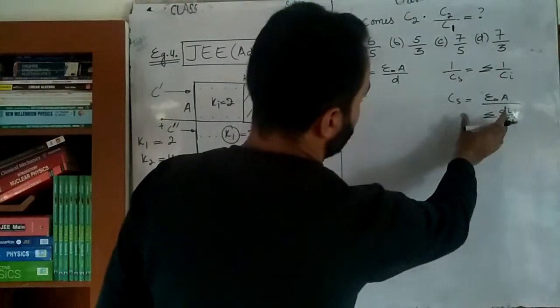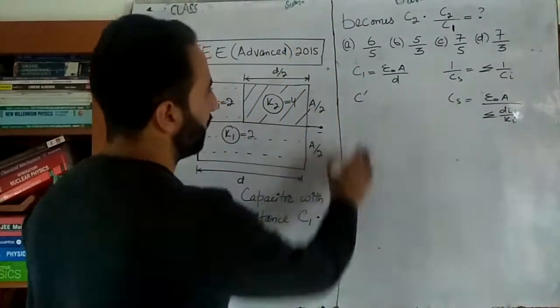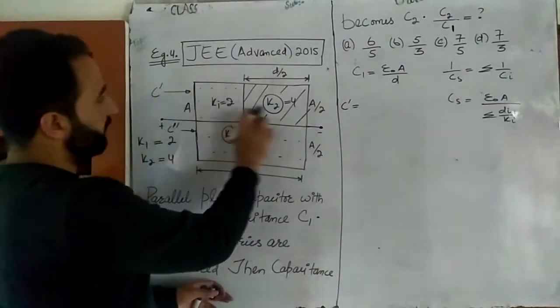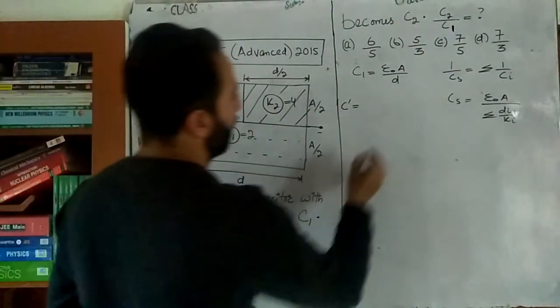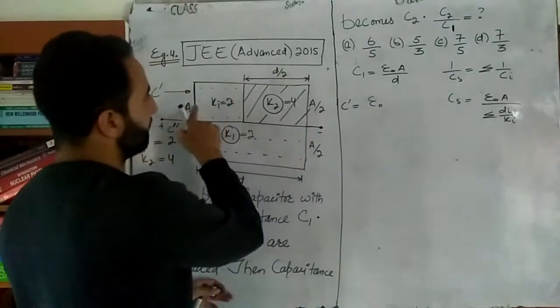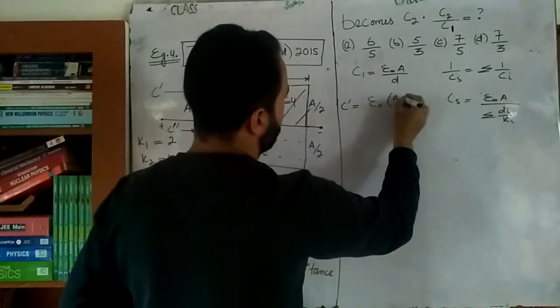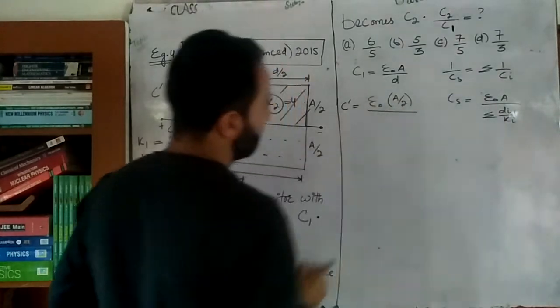Okay, but I will use this very formula to calculate C dash. So let's write down C dash here. C dash, the capacitance of this, will be equal to epsilon naught multiplied by the area of the plates, and how much is that? That's A by 2. So here I will write down A by 2 divided by the summation of Di by Ki.